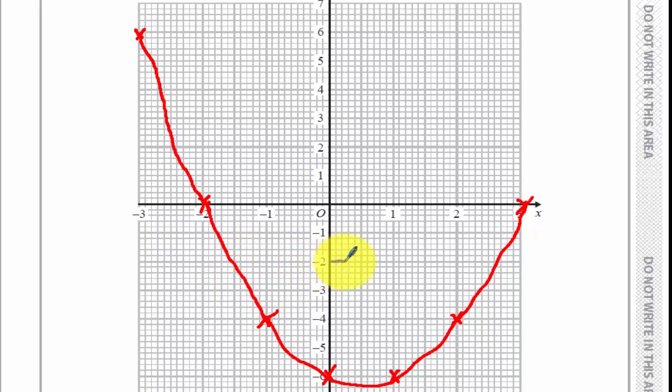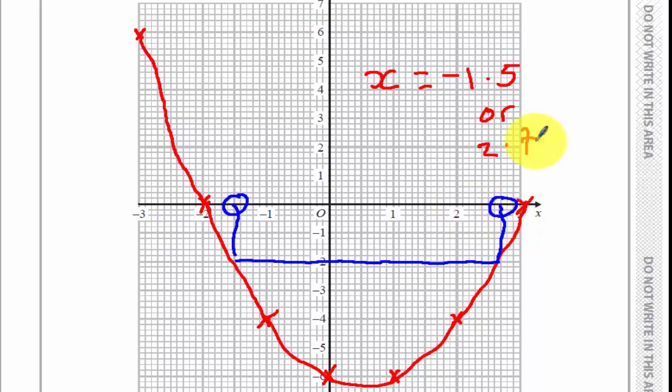So we pick up a ruler and go from minus 2 across to the graph. Notice there are two solutions, because it hits the y value of minus 2 twice. From here we go up to the x-axis, and we have two solutions, one here and one here. So it looks like x is minus 1.5 or 2.7.